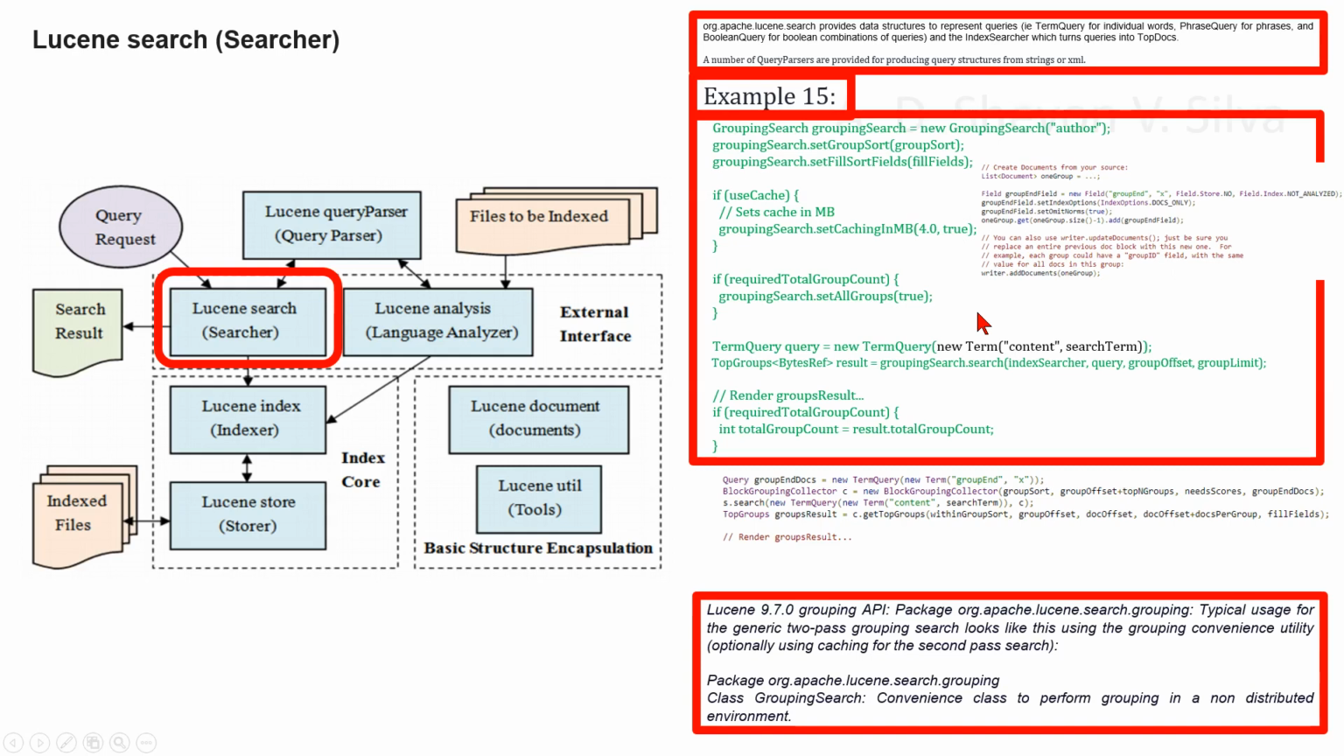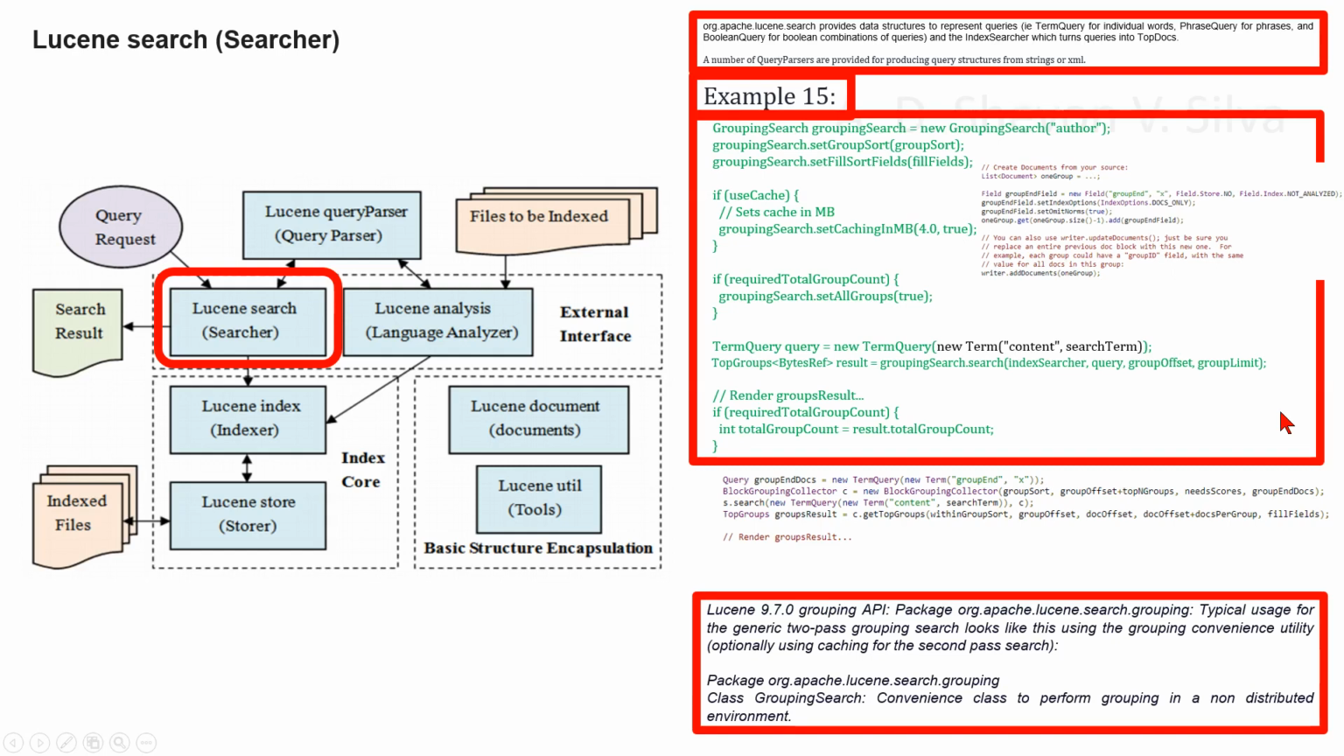Results are written as top groups. This is within group sort. Groups are defined by the group selector implementation. TermGroupSelector groups based on the value of the SortedDocValues fields. ValueSourceGroupSelector groups based on the value of a ValueSource. DoubleRangeGroupSelector groups based on the value of a DoubleValueSource. LongRangeGroupSelector groups based on the value of a LongValueSource.